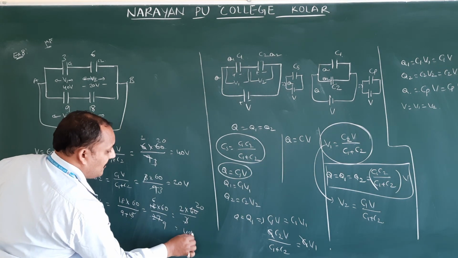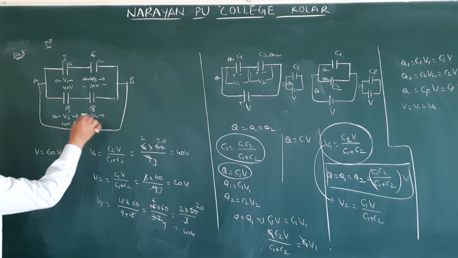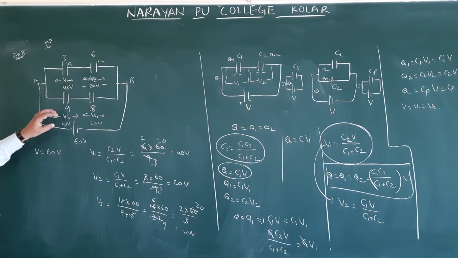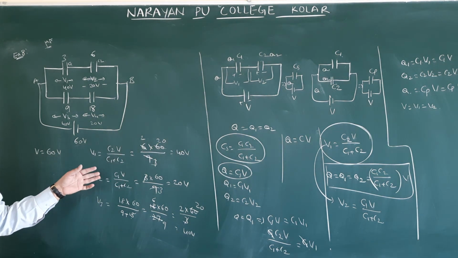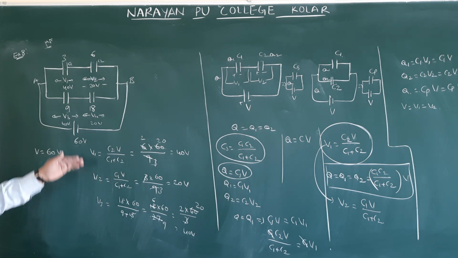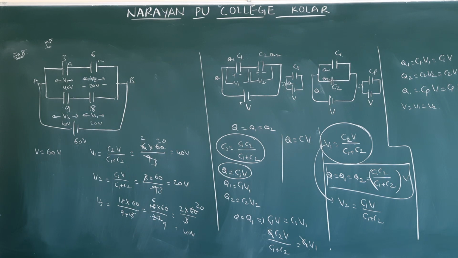How much you got? 40. This is again 40. Again this is 20 we will be getting. Now we got the potential on each capacitor by using a simple formula. This logic you have to apply for competitive exams. You should not write directly like this for PU. So PU is different to the effect. We will find the resultant capacity and then we should find the potential.